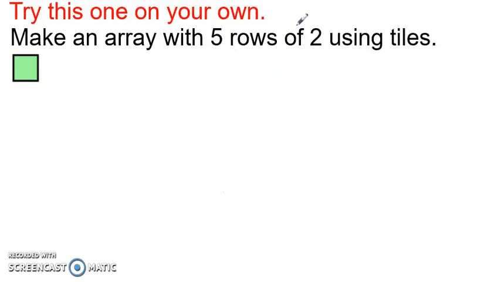You're going to try this one on your own. So you're going to draw an array with 5 rows of 2. When you finish, it should look like a rectangle with 5 rows of 2. Please write a matching addition sentence to match your rectangle. When you have finished this, you're done with today's lesson.